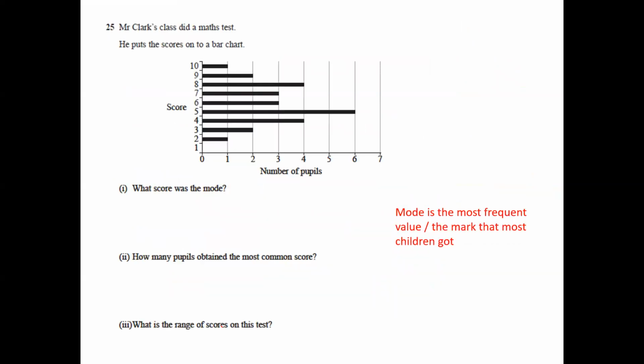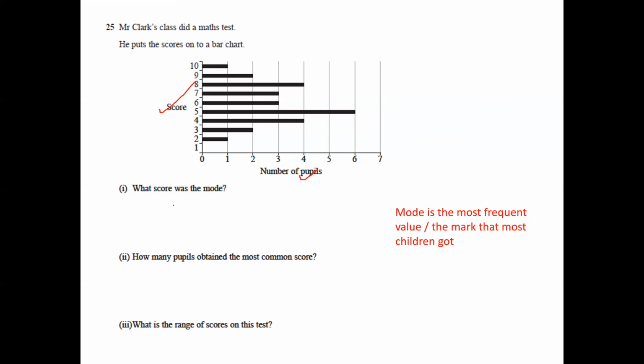25th question. Mr. Clark's class did a maths test. He put the scores onto a bar chart. In the bar chart, you can see the vertical line is representing score or the mark, and the horizontal line is representing number of pupils or number of children. The first question is, what score was the mode? First we'll see what mode is. Mode is the most repeating number or the most frequent value. In this question, mode is the mark that most children got.